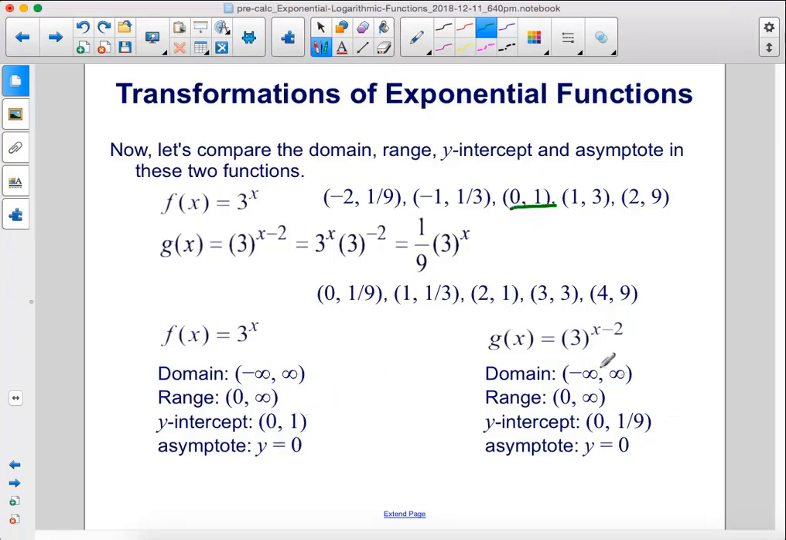Over here, the domain is still all real numbers from negative infinity to positive infinity. We still have that y equals 0 asymptote, so our range is from 0 to positive infinity, and our y-intercept is (0, 1/9).